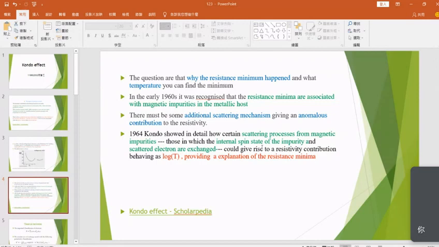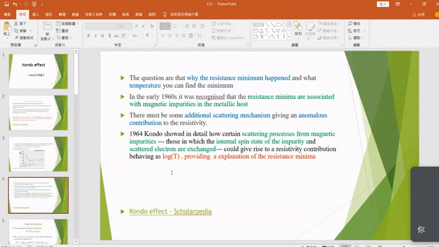In the intermediate state when scattering from K to K prime, the spin of the electron may exchange with the impurity. And by this model, we can finally find that the resistivity contribution from spin scattering behaves like log T.